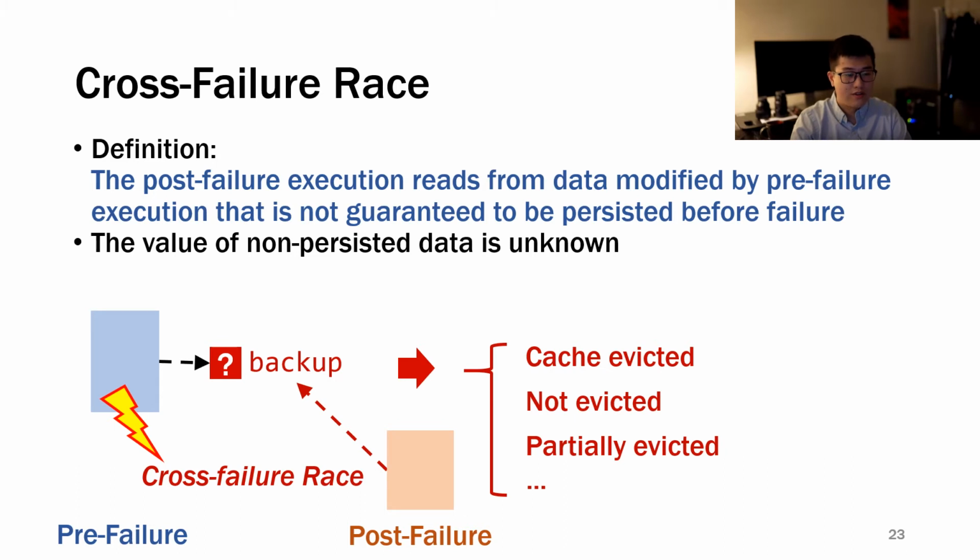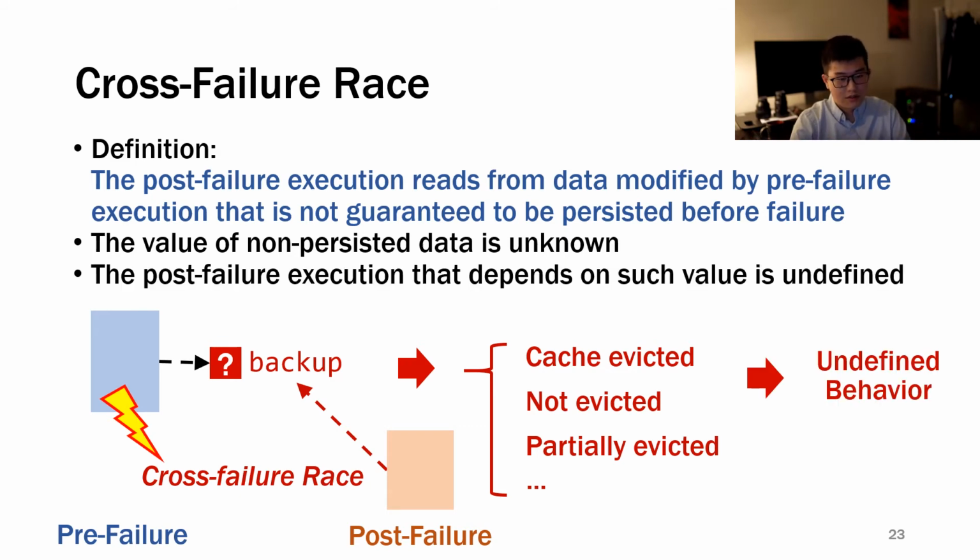Such a location that is causing a cross-failure race could be something cache evicted and written back, or it may not be evicted, so it remains fully in the cache, or it could be partially evicted if the data structure is very large, say multi-cache lines. Some of those cases will lead to the data being unusable, like partially evicted. We have part of the data being the latest and part being the stale version. And because of the uncertainty, there could be undefined behavior during the post-failure recovery procedure, or even the post-failure resumption.